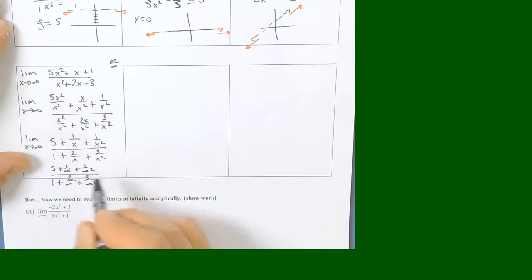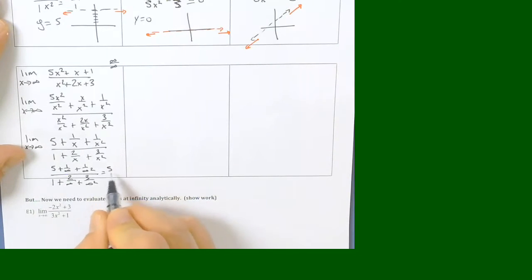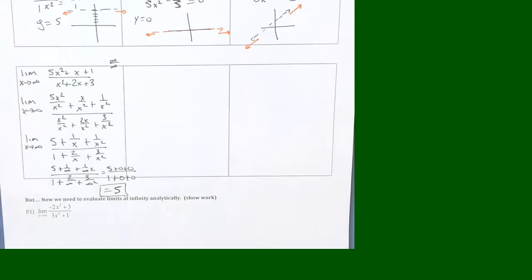So I get 5 is 5. 1 over infinity is 0. 1 over infinity squared is 0. 1 divided by a very large number is 0. 5 plus 0 plus 0 over 1 plus 0 plus 0 equals 5.